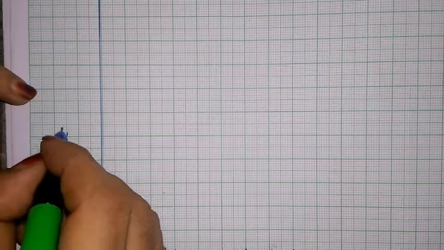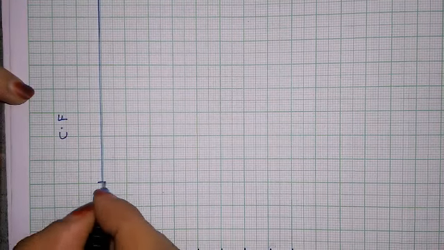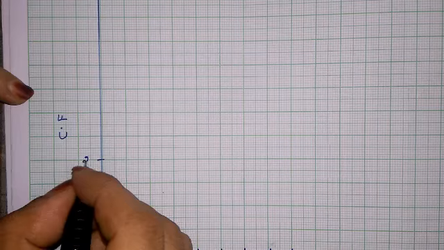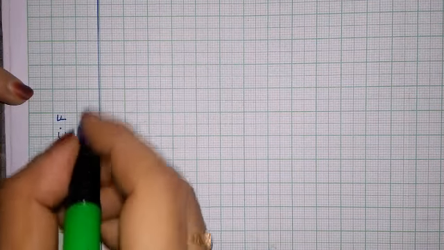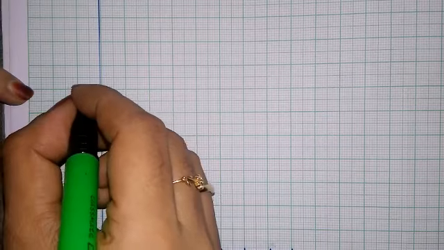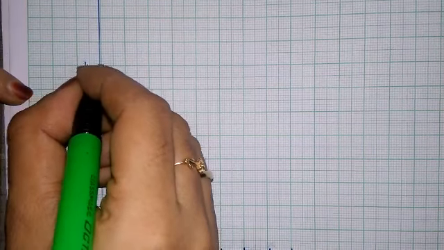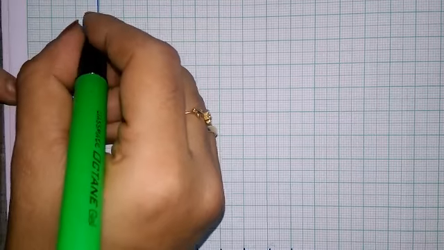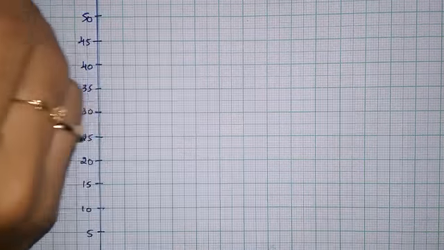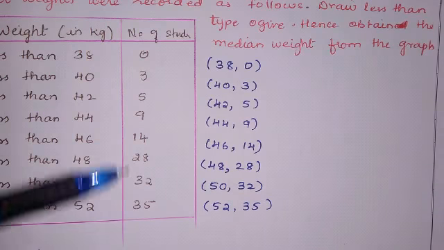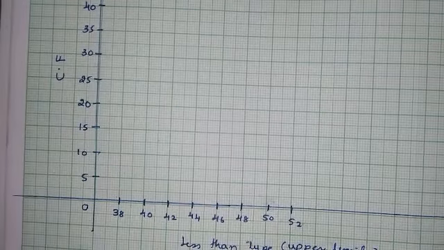Now here, the y-axis is nothing but CF. Let us consider 5, 10, 15, 20, 25, 30, 35, 40, 45 and 50. Okay. Why till 50? Because our CF is 0 to 35, under 50. Okay. Now let me start plotting.